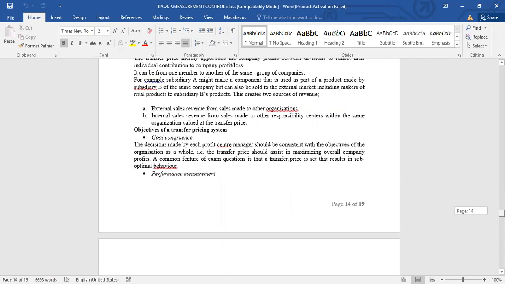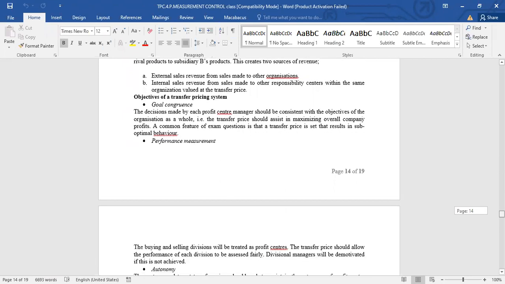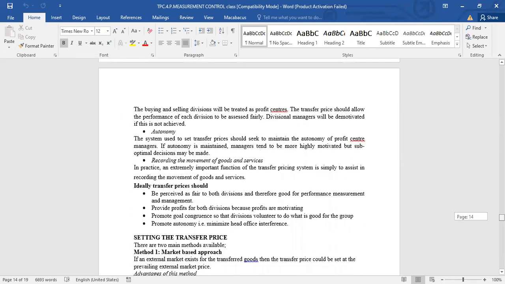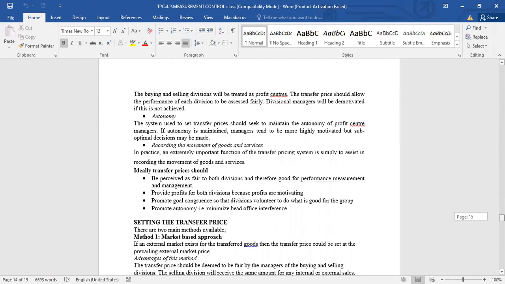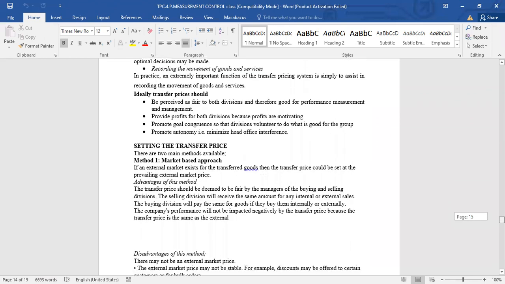The objectives of having transfer pricing are mainly to bring in goal congruence, then also to help with performance measurement, then autonomy, and then recording the movement of goods and services. I won't explain just because of time.